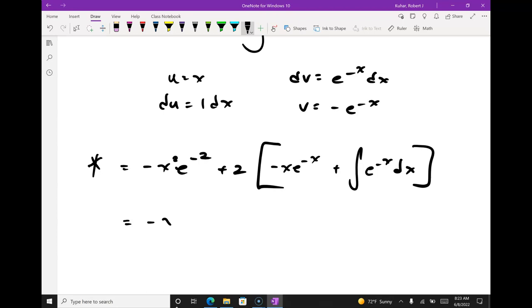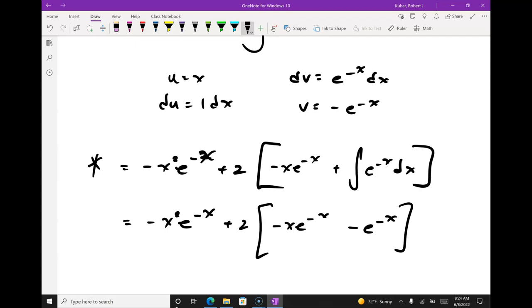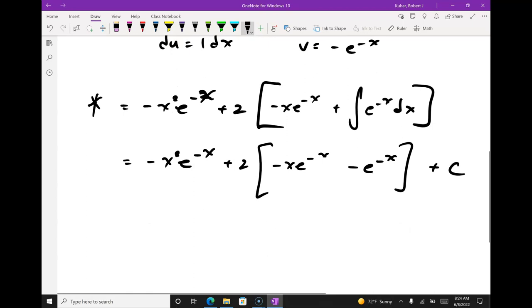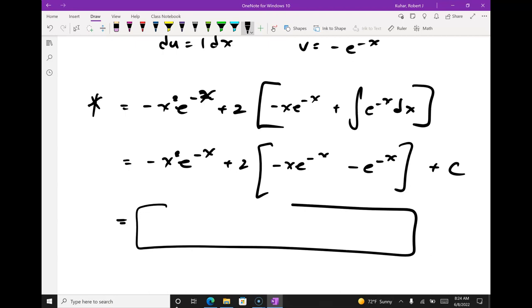So what do I have here? Negative x squared e to the minus x, plus 2 times negative x e to the minus x, and then a minus e to the minus x, right? I've done that one so many times now, I don't really need to think about it that much. And you can see I have all negatives. But obviously I get to the same answer I just did. So because I'm lazy, I won't. See previous problem. See my homework.